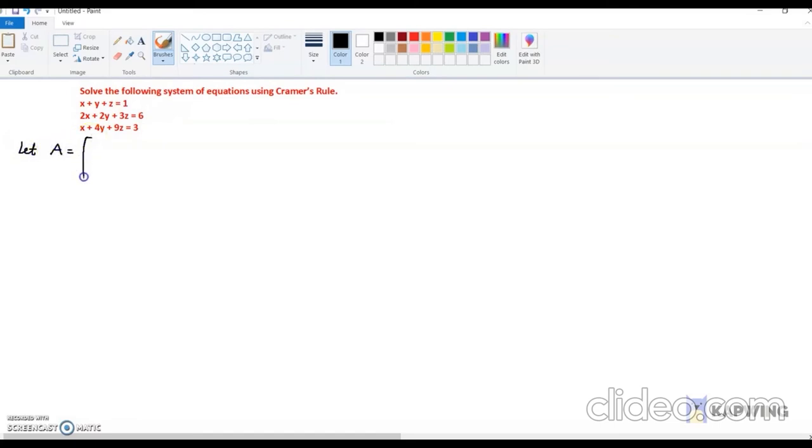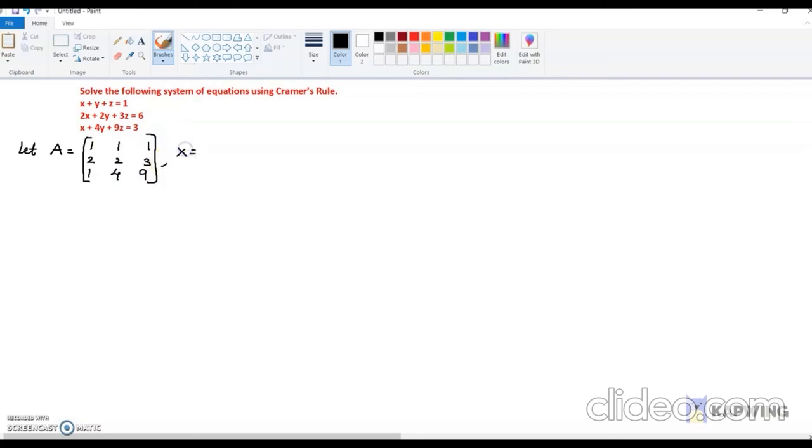Let A equal the coefficients of x, y and z. In the first equation the coefficients are 1, 1, 1. In the second equation the coefficients of x, y, z are 2, 2 and 3. In the third equation, the coefficients of x, y, z are 1, 4 and 9.